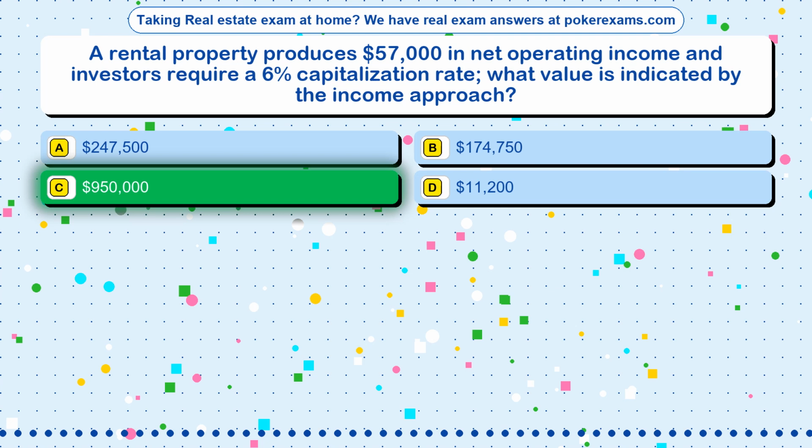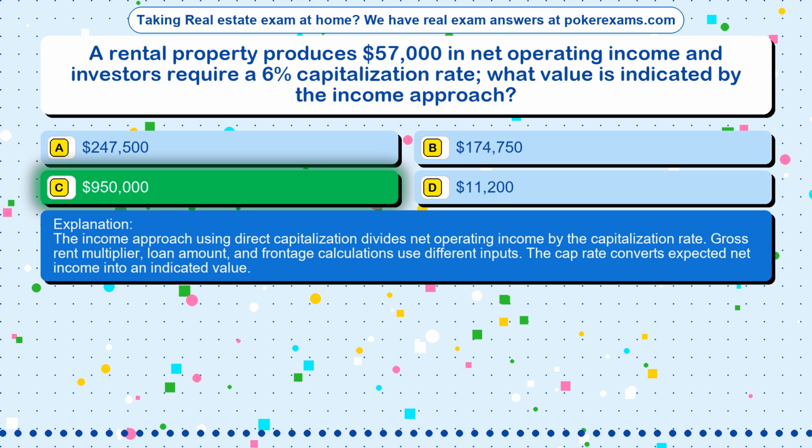The correct answer is option C, $950,000. The income approach using direct capitalization divides net operating income by the capitalization rate. Gross rent multiplier, loan amount, and frontage calculations use different inputs. The cap rate converts expected net income into an indicated value.